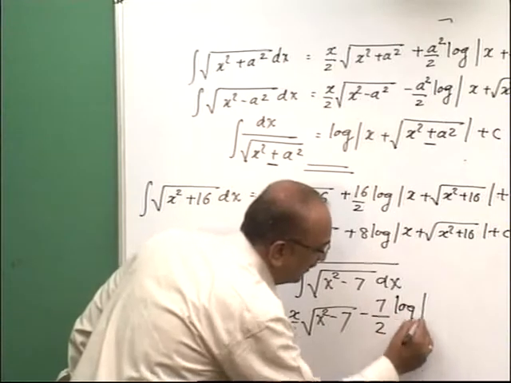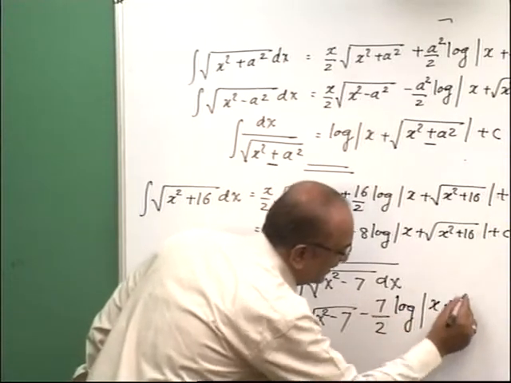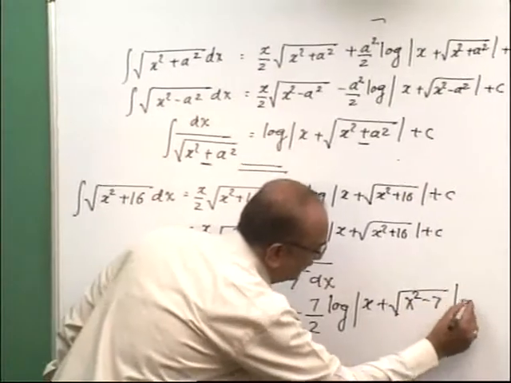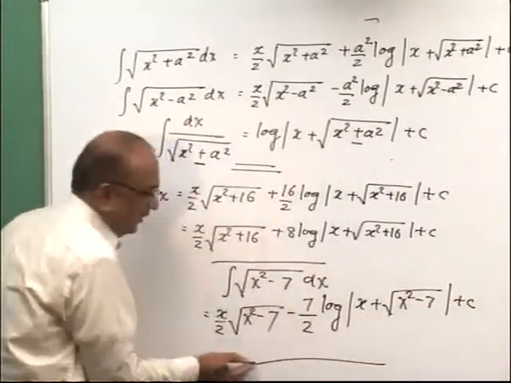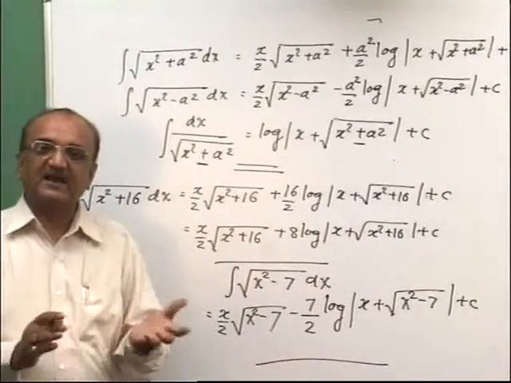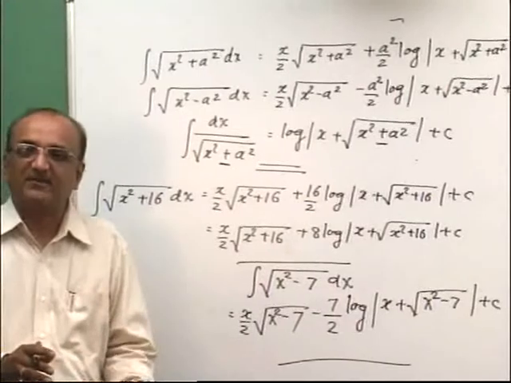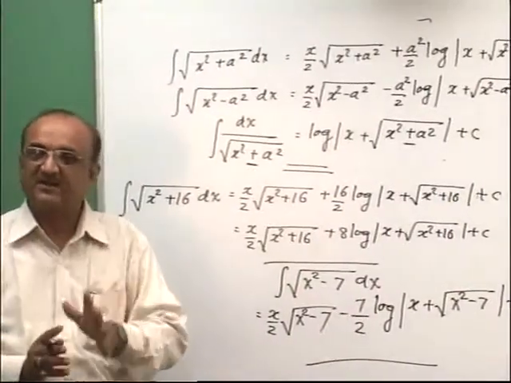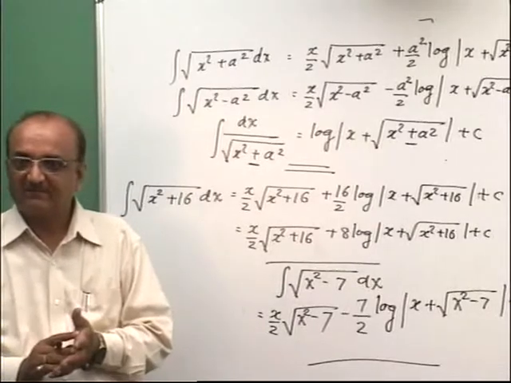into log of modulus x plus root of x square minus 7, mod complete, plus c. This way you may solve the second question. Integration is very much easier compared to derivative. But if the derivative is strong, then integration is easier. Clear?